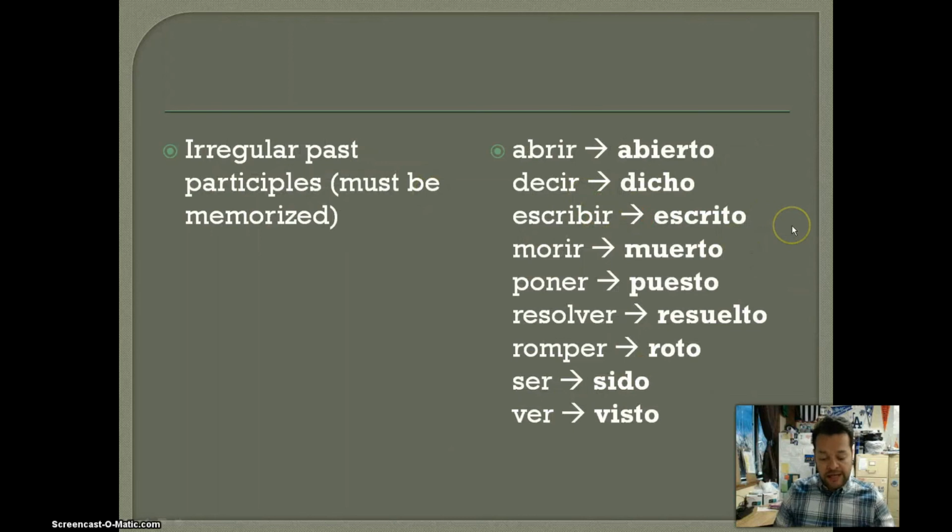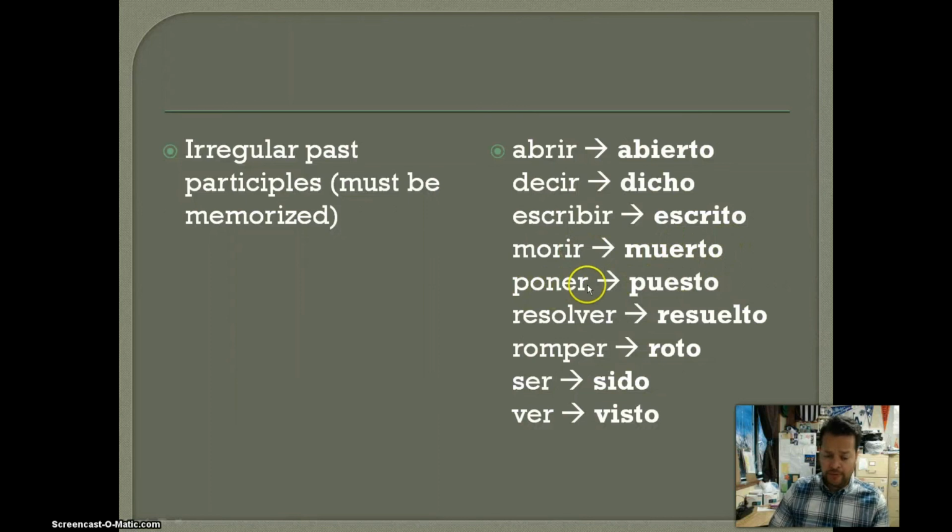Okay, ladies and gentlemen, just like any other conjugation in level 3 Spanish, you're gonna have to memorize these right over here. These are your irregular past participles. There's no formula. You just need to know them. Check it out. Abrir, well, it's not gonna be abrido anymore. It's abierto. All right. Decir, not decido. Dicho. Escribir, nope. Escribido, nope. Escrito.